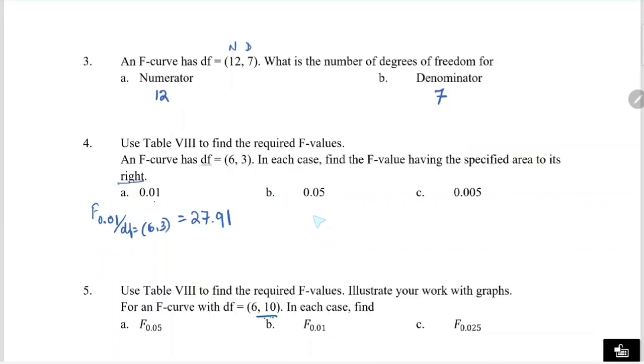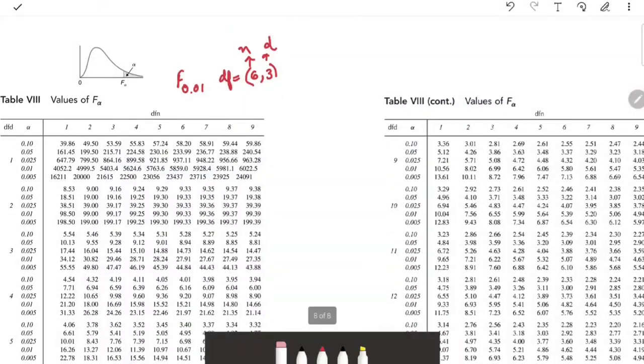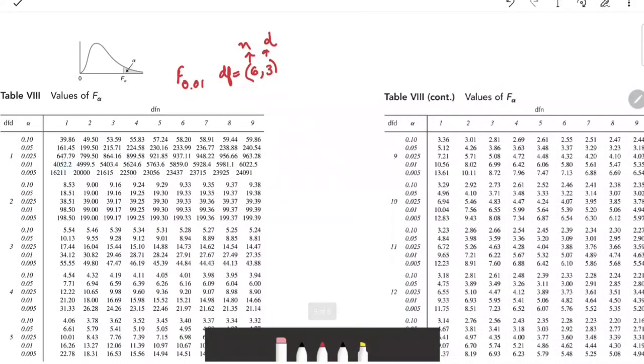The next one says 0.05 is the value of the alpha, so I'm going to write it as F of 0.05 with the same df, right? Df is 6, 3. So let's go back to our table here. So again, 6. Here we have 6, right? For the numerator, let's pull up our pen here. 6 for our numerator and 3 for our denominator.